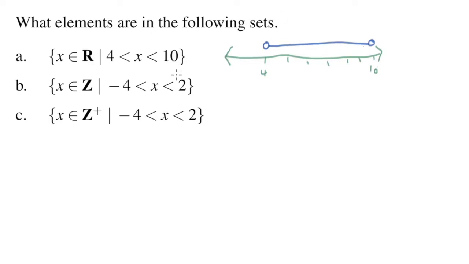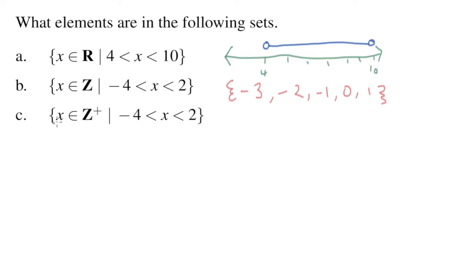Okay, let's look at the next one. So x is in the set of integers, and it is between -4 and 2. So -4 won't be included because x has to be strictly larger than -4, but we'll have -3, -2, -1, 0, and 1. Again, 2 won't be included because x is strictly less than 2. Okay, so that would be our answer for B.